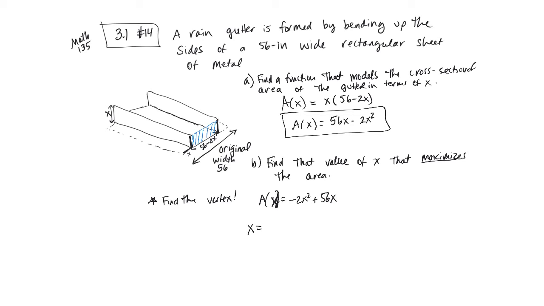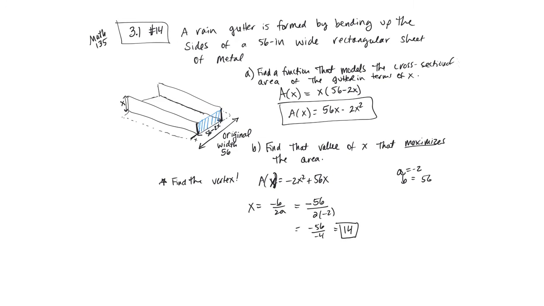So the vertex is formed by negative b over 2a. All right, and a is negative 2, and b is 56. So we would say negative 56 all over 2 times a, which is negative 2. And so that would give us negative 56 over negative 4, and that is 14.